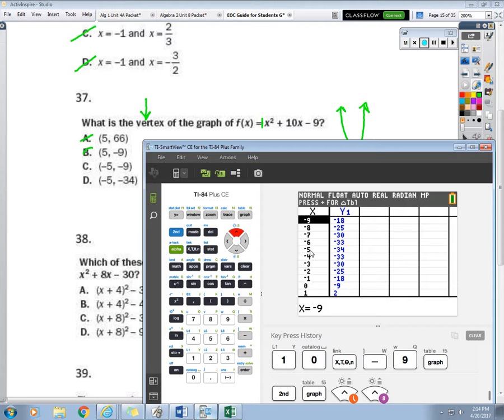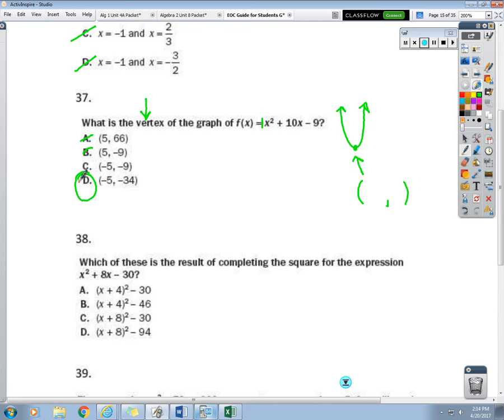Okay, look, negative 5, negative 34. There it is on the table. So D. Negative 5, negative 9 doesn't exist on that graph, or it would have been on the table. All right, any questions about that one?